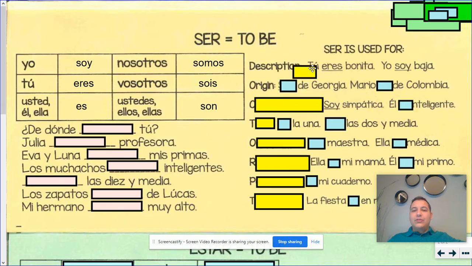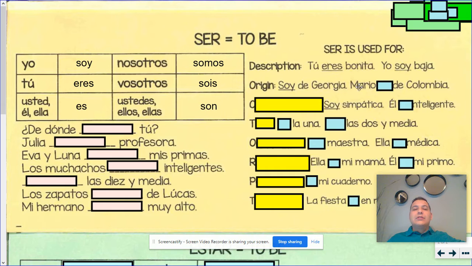O for origin. Where are you from? The verb ser is usually used for things that never change. And this is a good example of it, because you don't normally change where you're from, right? So how would you say I am from Georgia? Soy de Georgia. But why don't we have the yo before the soy? You can use it with the pronoun or without the pronoun. Both are correct.